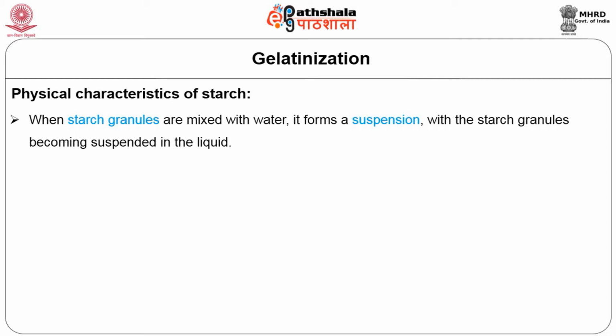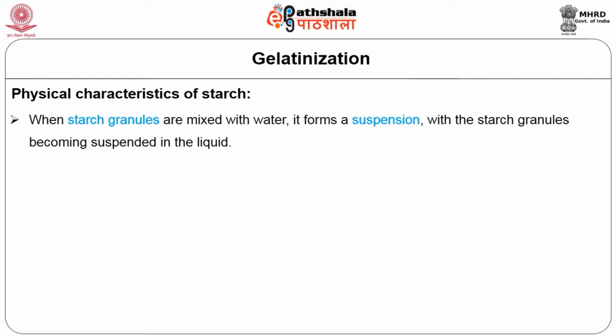So, based on these factors, the time that starch takes to undergo this change and the temperature at which it takes place will vary for different types of starches. For example, corn starch, potato starch or wheat starch, all of these will vary. There is no set temperature and time period within which the particular change will take place for all cereals. It varies from one to the other.